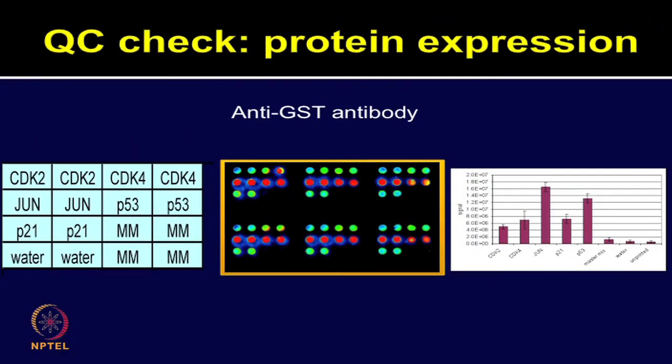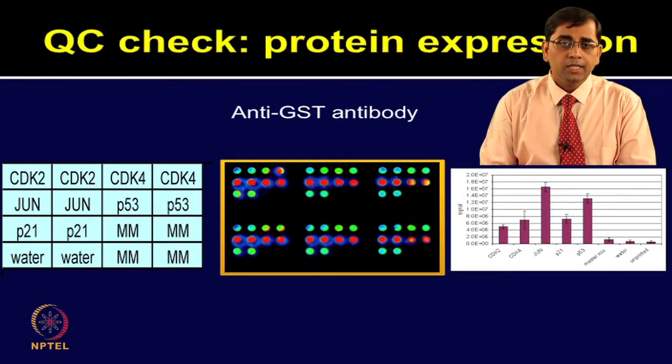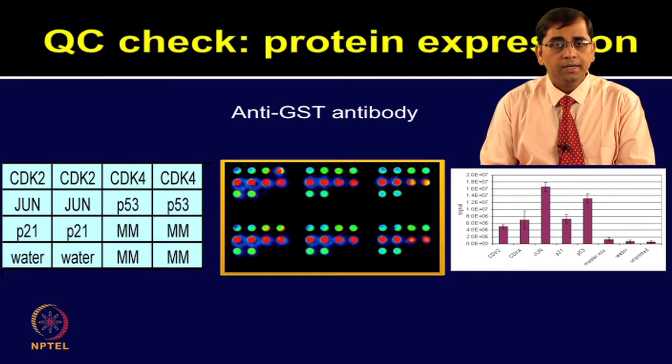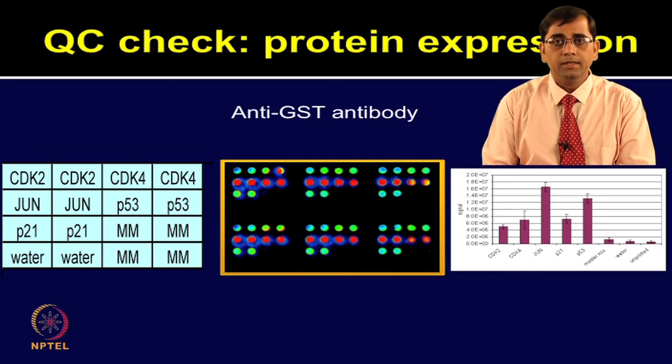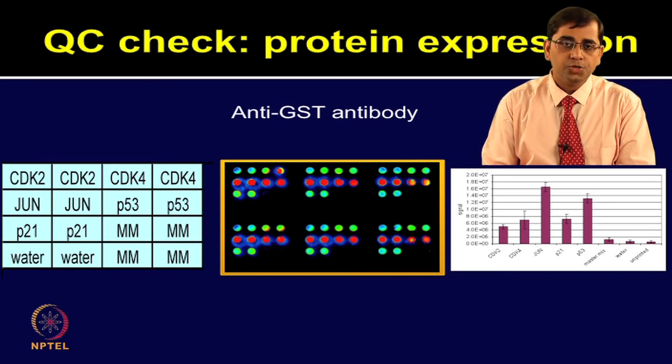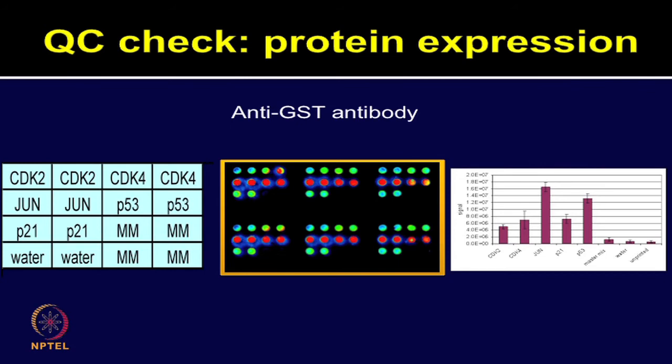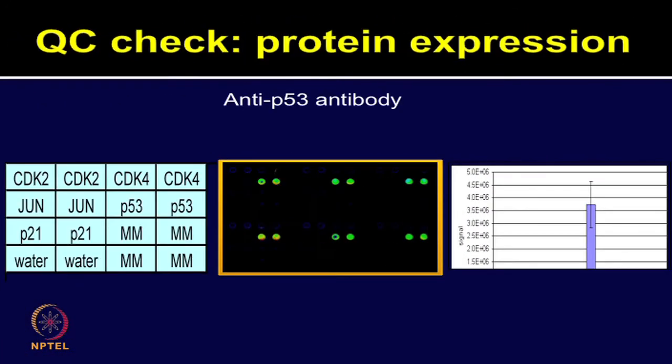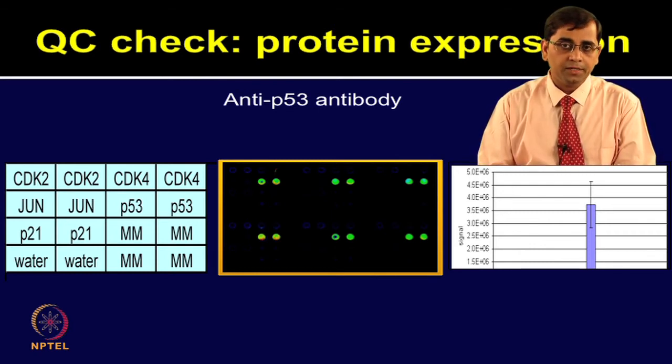Here is a proof of concept, a small array. These proteins need to be QC'd here. One could use the anti-GST antibody, and now you can see that only 5 proteins in duplicates are expressed, whereas master mix and water are blank, and the same can be plotted on the graph which is shown on the right hand side. Now, you have tested protein expression, but you want to ensure how specific the protein expression is. To ensure specific protein expression, one can also use a protein specific antibody.